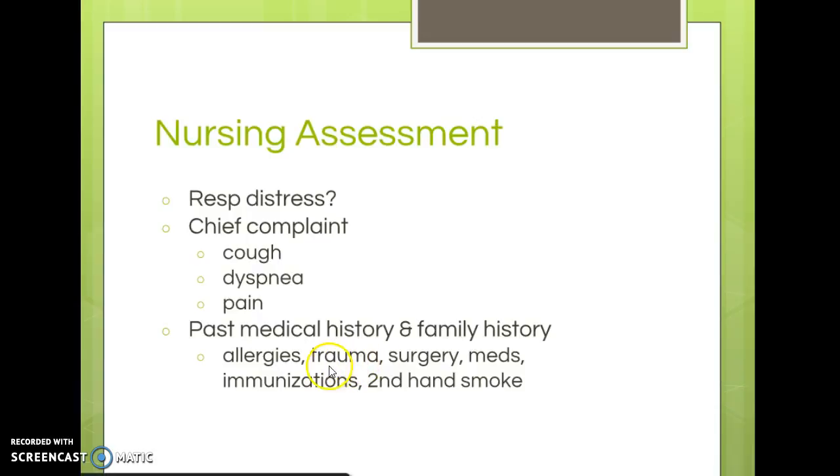Have they had any trauma to the chest? What kind of surgeries have they had? And then here's the thing that takes a long time. What medications are you taking? Immunizations. Have they had a flu shot? Have they had a pneumonia vaccine? And then exposure to secondhand smoke.